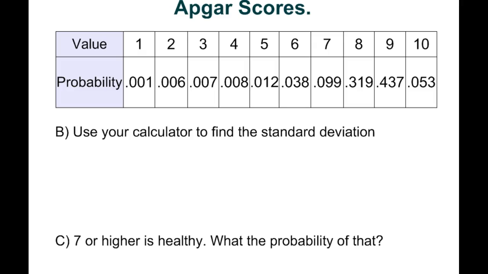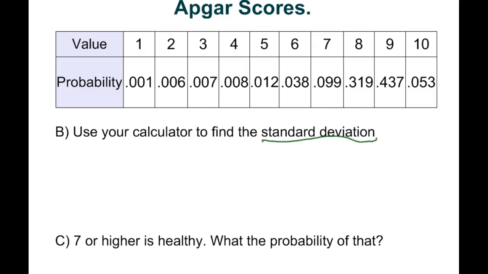Okay, so now we get to a little tougher question. We're going to find the standard deviation here. We use our calculator to do that, of course. This is a little different than we've done before. In the past, we just had one list of numbers, like 1, 2, 3, 4, stuff like that. We found the standard deviation. Now we have kind of two lists here.